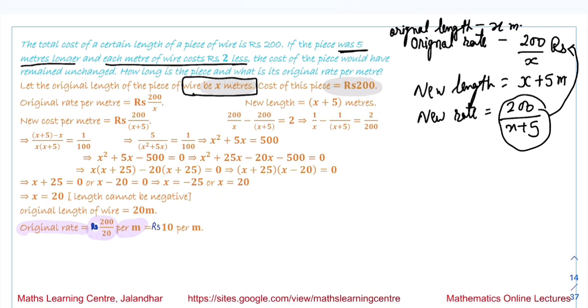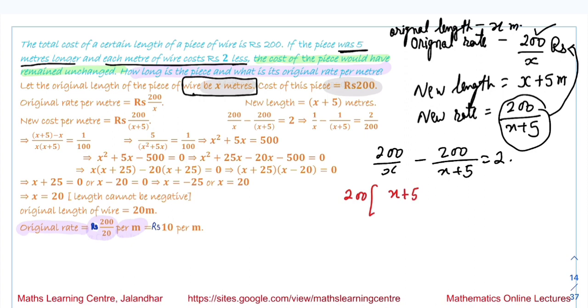Now which of these values is larger? This value is larger. So we are writing 200 over x minus 200 over x plus 5 is equal to 2. It is given that the cost of the piece would have remained unchanged. Now we have to find how long the piece is and what is the original rate per meter. To calculate this, we take 200 common, and we have x plus 5 minus x over x plus 5 into x is equal to 2.